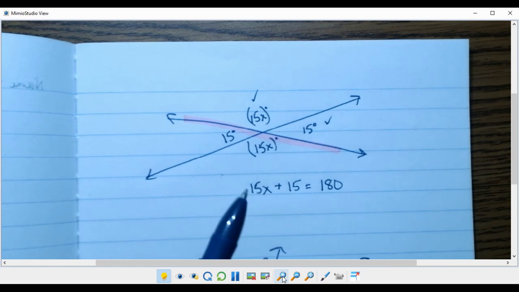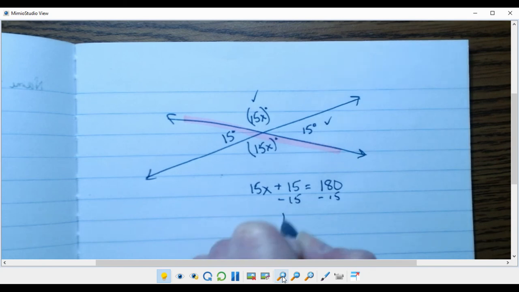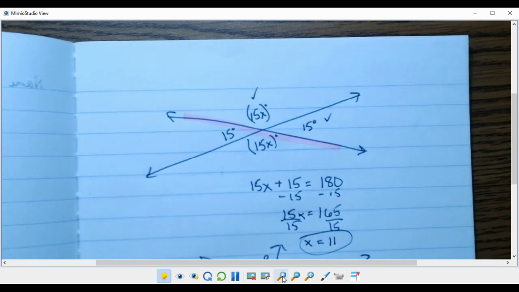So again, we're back to an equation. Subtract 15. I get 165. And then I'll divide, and I get 11. So in this case, x is worth 11. You probably know everything you need to know about these already. You just need some practice in which skill to apply to which picture. And we'll do that practice and you'll get really good at it.